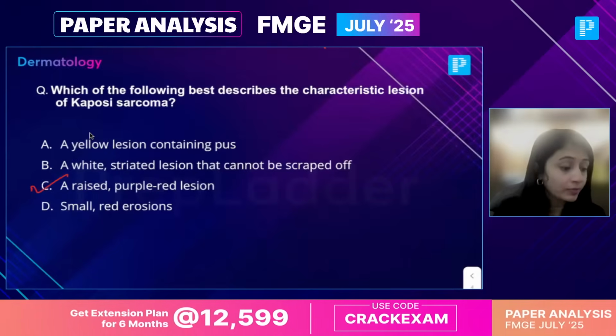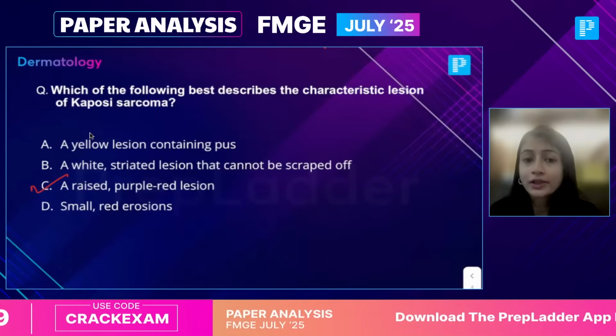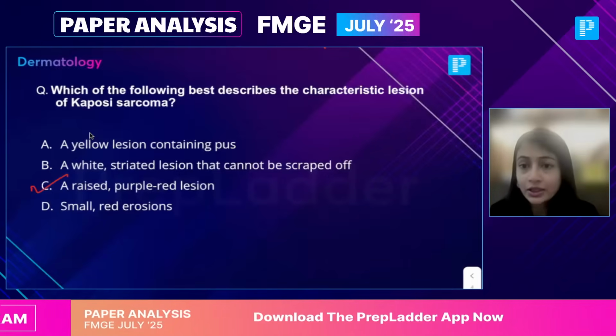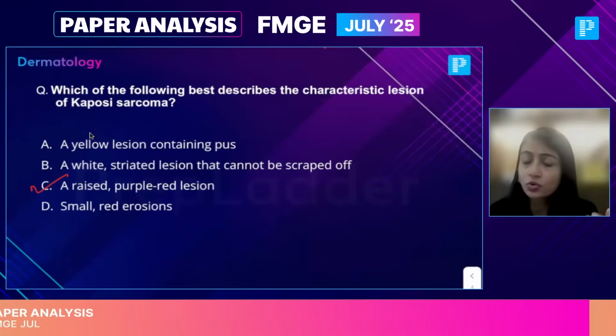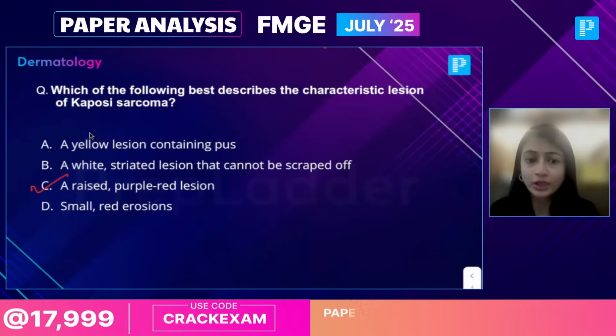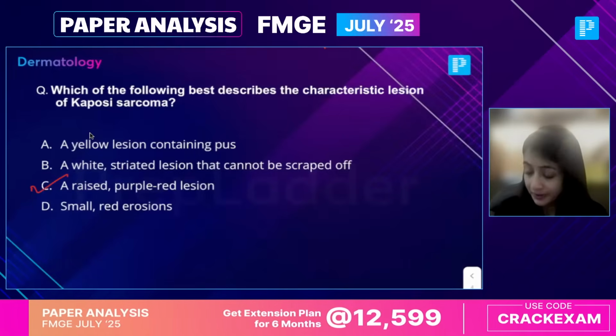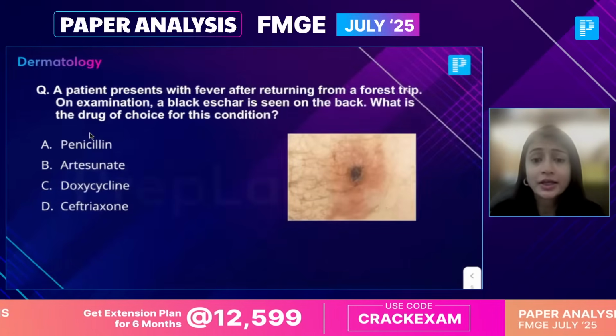Oh, same. Okay, perfect. So I think this was the exact question as you were all telling me. Kaposi sarcoma is seen more commonly with HIV patients. So probably if HIV was mentioned in the question, that must have made it easier. But you know that it is a raised purple red lesion. Clear? Moving on to the next question.